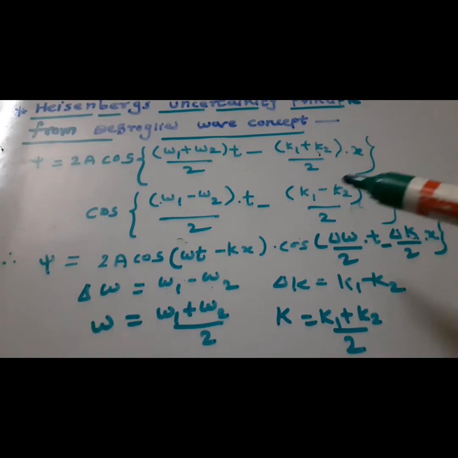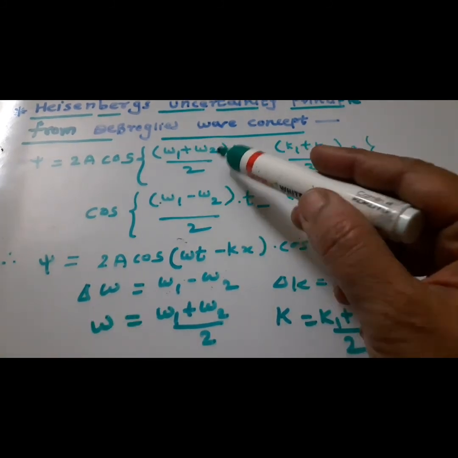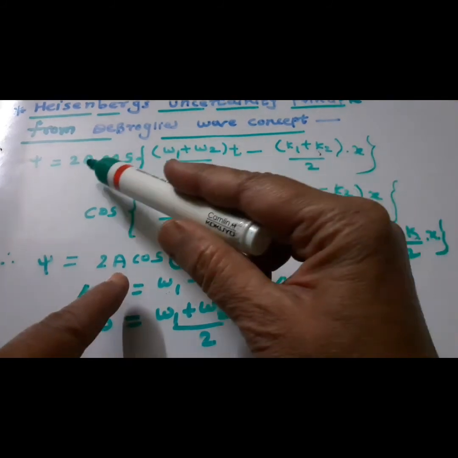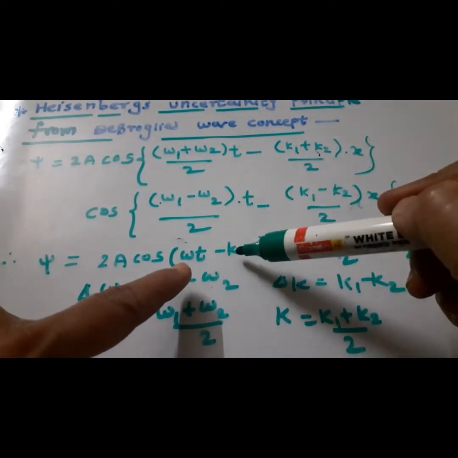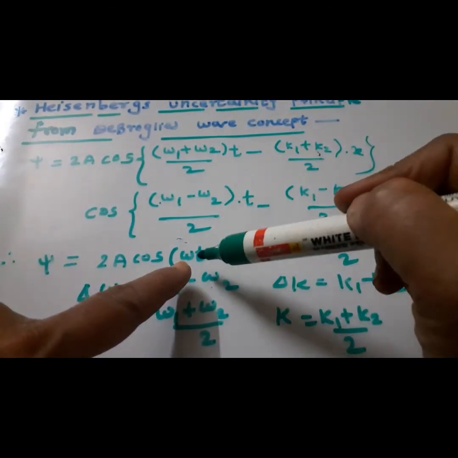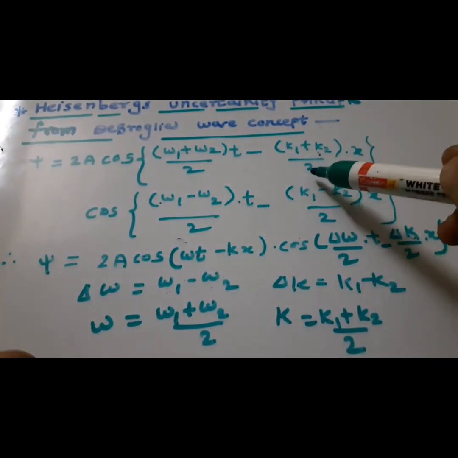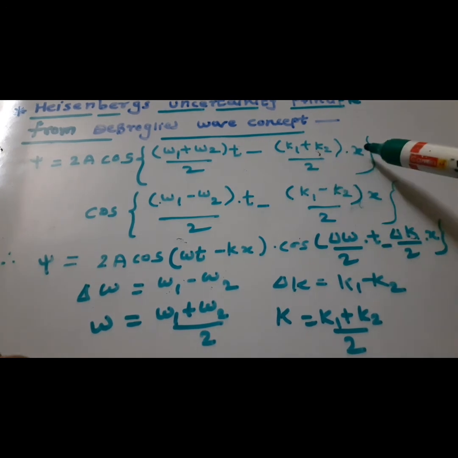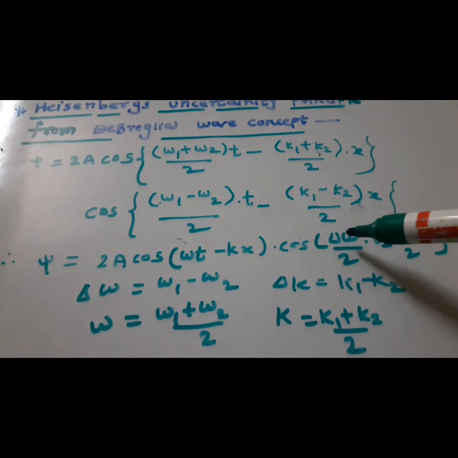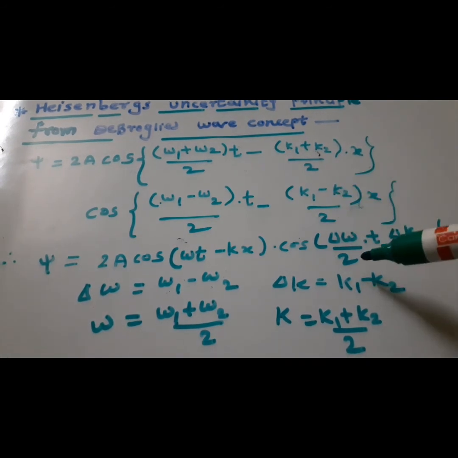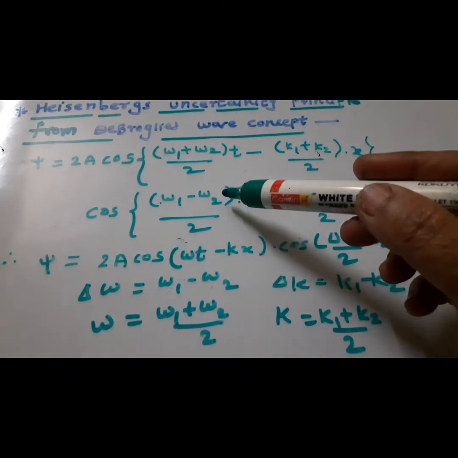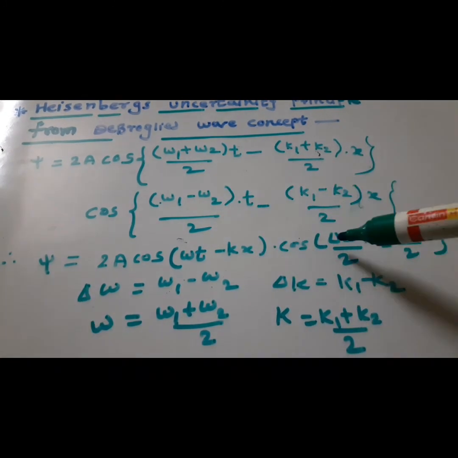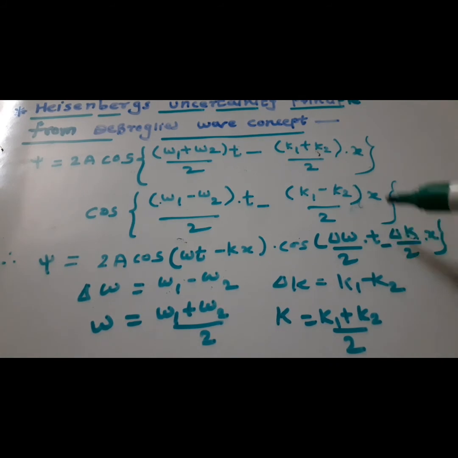See here, omega 1 plus omega 2 divided by 2 is equal to omega, so 2a cos stays as it is, omega t minus k1 plus k2 divided by 2, which is equal to k, so kx, into cos of delta omega divided by 2, because omega 1 minus omega 2 is equal to delta omega, so delta omega divided by 2 into t minus k1 minus k2, which is equal to delta k, so delta k divided by 2 into x.